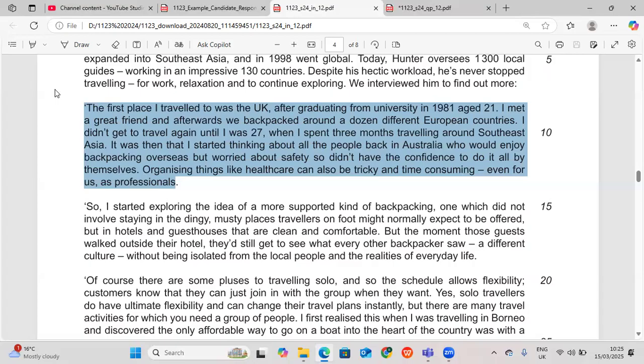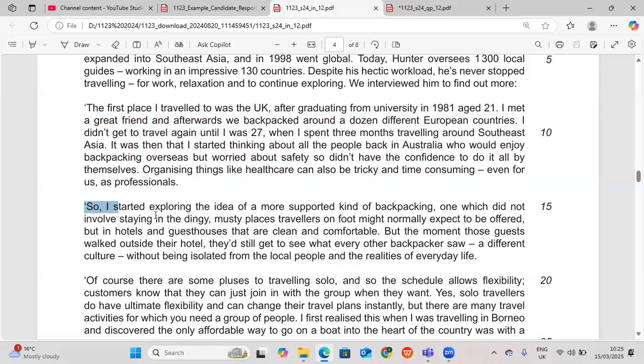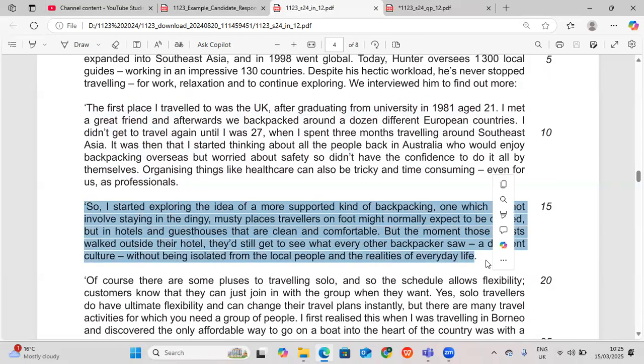The third paragraph says, so I started exploring the idea of a more supported kind of backpacking, one which did not involve staying in dingy, musty places travelers on foot might normally expect to be offered, but in hotels and guest houses that are clean and comfortable. But the moment those guests walked outside the hotel, they would still get to see what every other backpacker saw, a different culture, without being isolated from the local people and realities of everyday life.